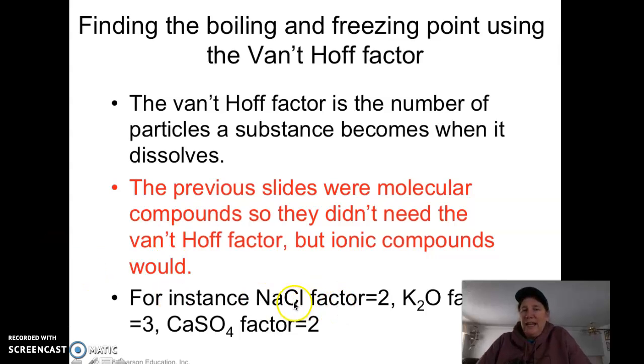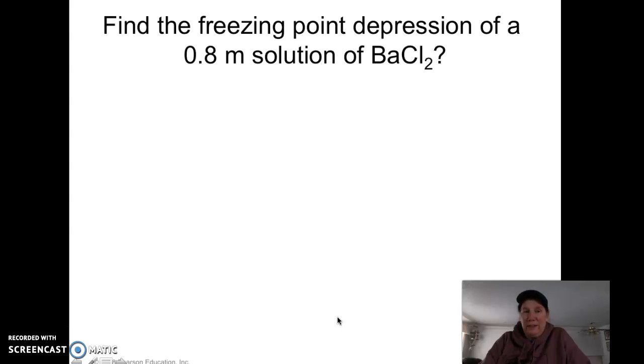So for instance, NaCl has two. There's two ions. K2O has three. CaSO4. Now, SO4 is a polyatomic ion. It's just one unit, you guys. So that's two. Okay? So if it was like Na3PO4, that would be four. So you have to multiply that in there.